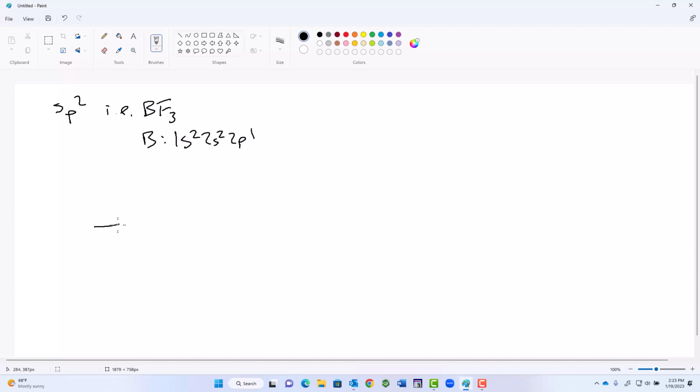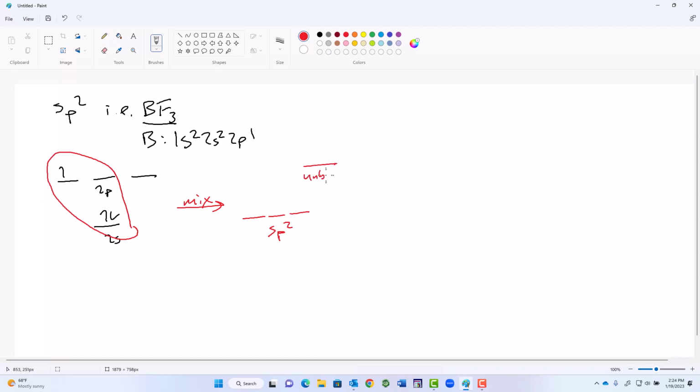So if we're looking at just the frontier orbitals, the valence electrons of boron, we have the 2s2 and the 2p1. Boron we see is making three bonds. Where does this come from? And we see that one s orbital and two p orbitals are going to mix, such that you get three degenerate sp2 orbitals and one unhybridized p orbital. So we get three degenerate electrons in the sp2 and then one empty p orbital.